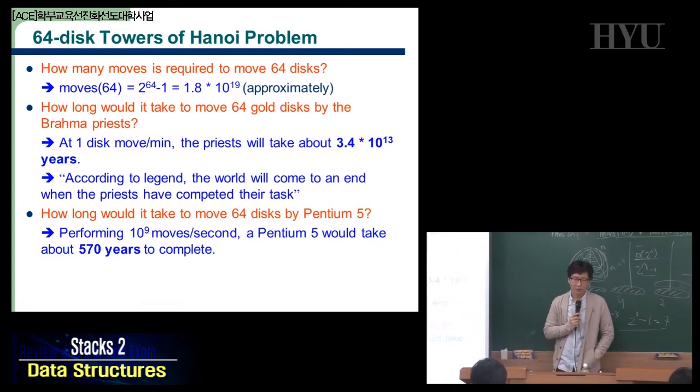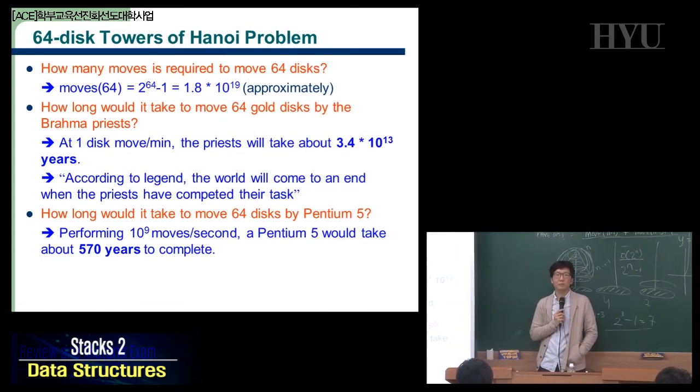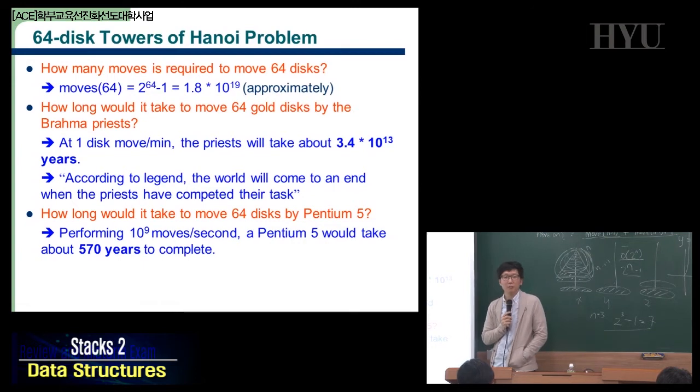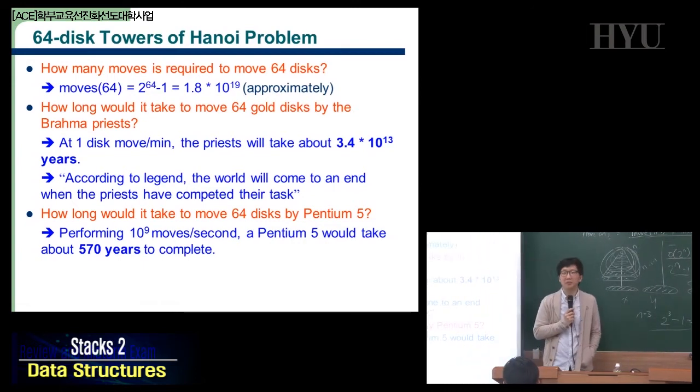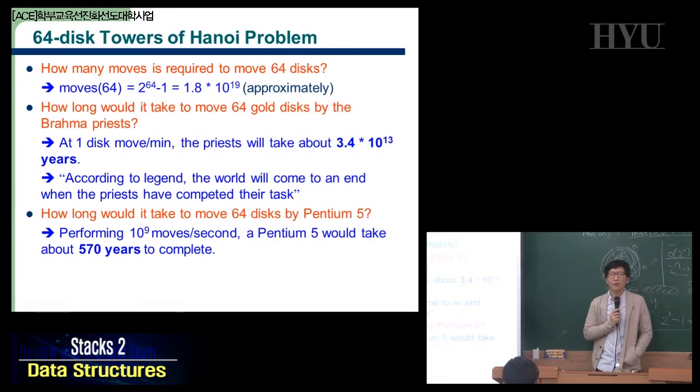Pentium 5, performing 10 to the 9 moves per second. A Pentium 5 would take about 570 years to complete the 64 disk move. Simply say we program this 64 disk move in your computer.